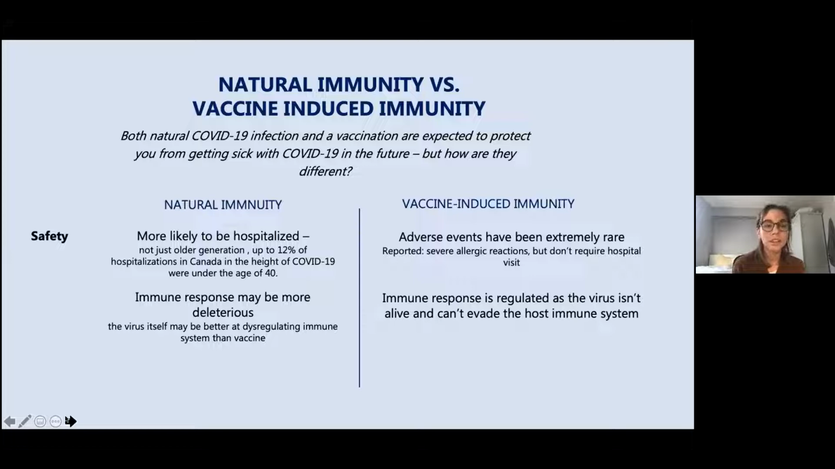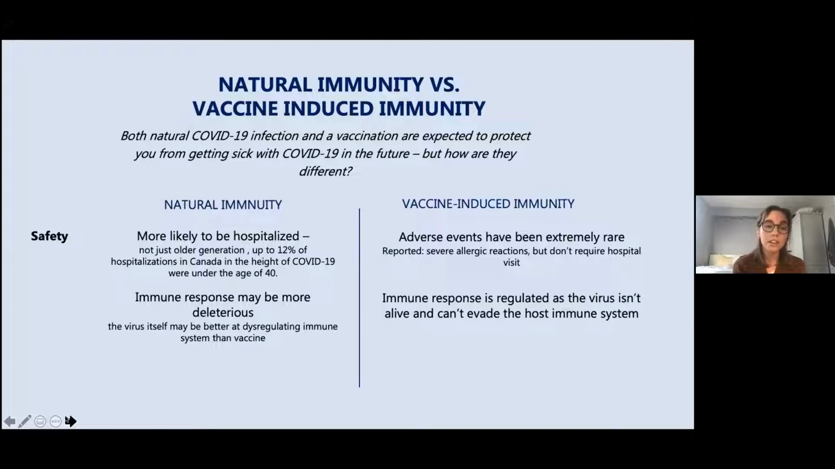The safety in natural immunity is worse because you're more likely to be hospitalized. It was actually reported that not just the older generation is hospitalized; up to 12% of hospitalizations in Canada were under the age of 40. Further, the immune response from the natural COVID-19 infection could be deleterious.